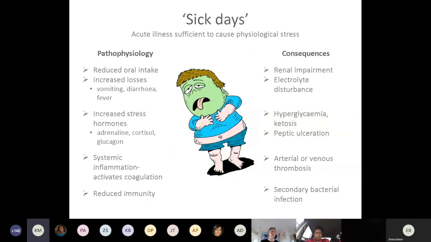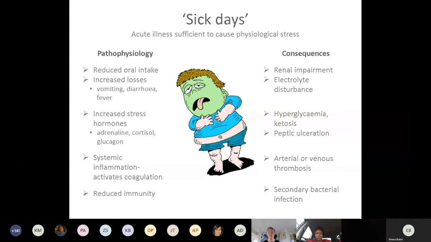So, sick days. Physiology. A sick day is basically when a patient gets acute illness that is sufficient to cause physiological stress. So if we look at the pathophysiology down the left of the slide, our patients we know have reduced oral intake, maybe can't swallow or take food and drink or tablets. They're losing fluid and electrolytes through vomiting, diarrhea and fever.